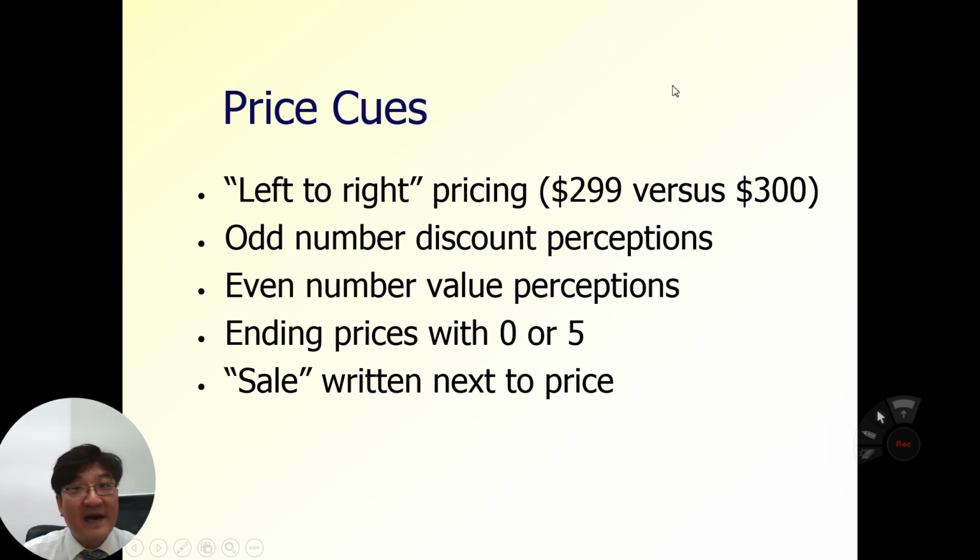Okay, now zero sometimes five, right? For a luxurious product, you don't do the left-to-right pricing. Usually, when we discern an odd number, it gives a discount perception, and an even number is more of a value perception. But this one is controversial, because this research was done in the United States, and I'm not sure that it can be expanded to Asian countries too.